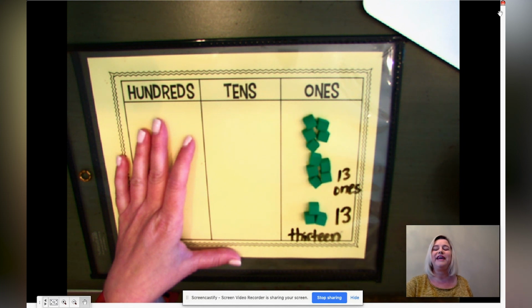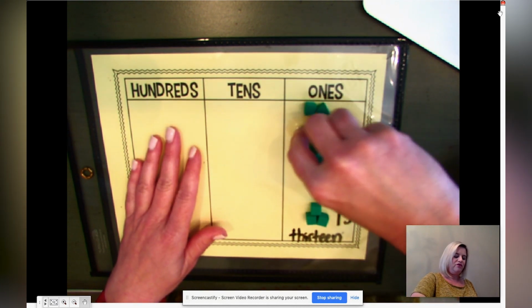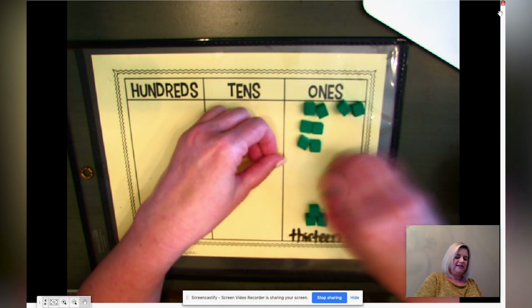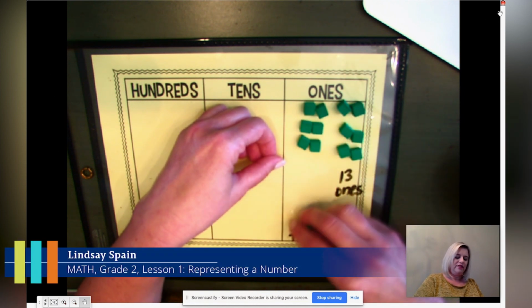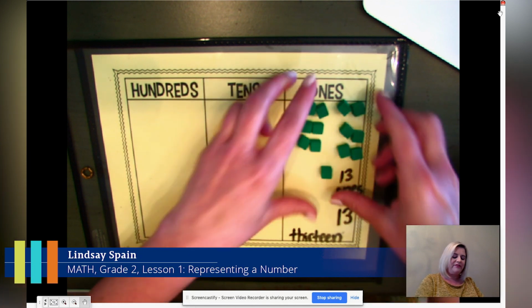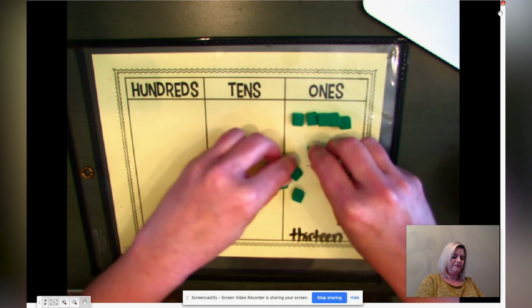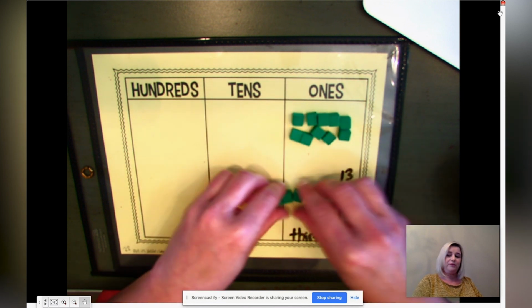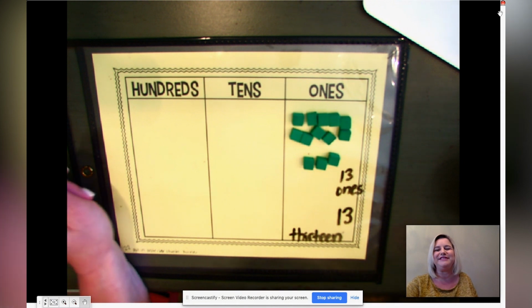Could I have counted in a different or quicker way? Yes, I could have counted by 2s or 5s. Count with me. 2, 4, 6, 8, 10, 12, 13. Let's try it by 5s. 5, 10, and then we have 13. Give me a thumbs up if you were able to count by 2s and 5s as well.